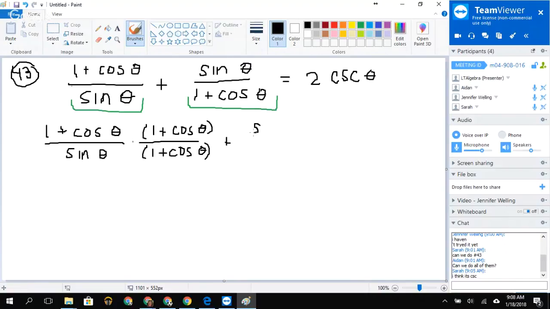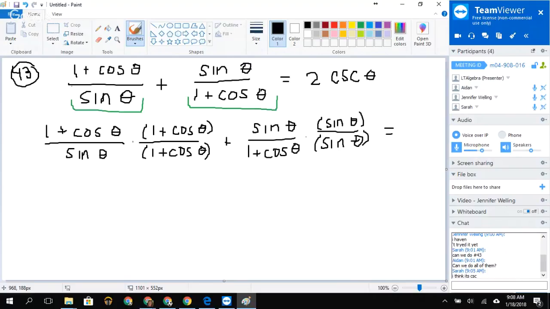All right, second term, we have sine of theta over 1 plus the cosine of theta. This one's a little bit easier. It doesn't look as painful to multiply by. So in order to get the same denominator, I am going to multiply by the sine of theta over the sine of theta. I'm just going to leave my other side of the equal sign up there as we work through this.